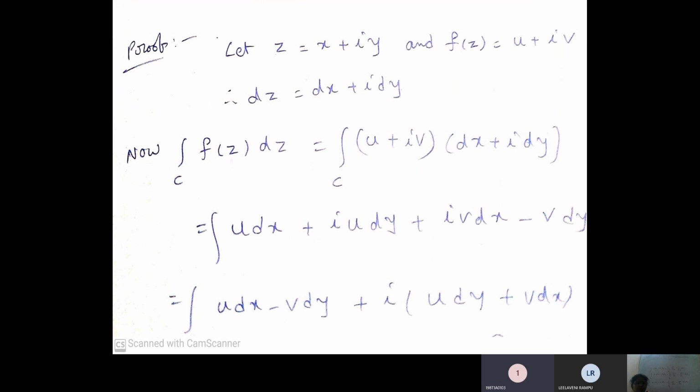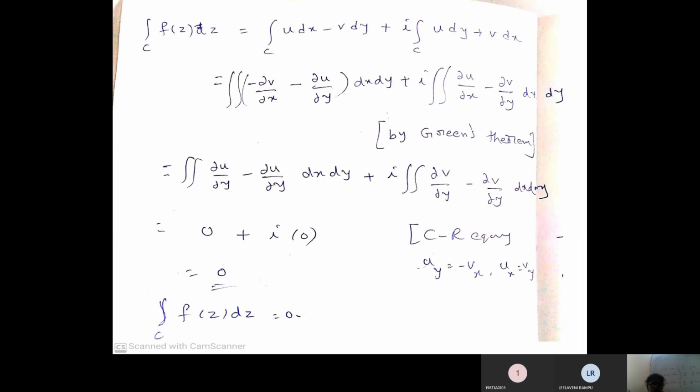First, integral over C of f(z) dz. f(z) means u plus iv, into dz means dx plus i dy. Multiplying all these terms and separating your imaginary and real parts, after that, using Green's theorem and applying Cauchy-Riemann equations, you will get 0. Okay. Next.